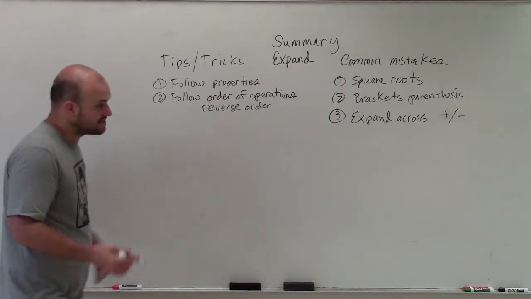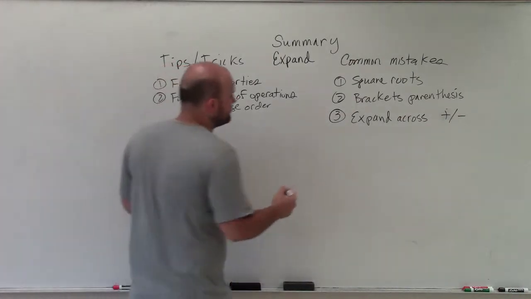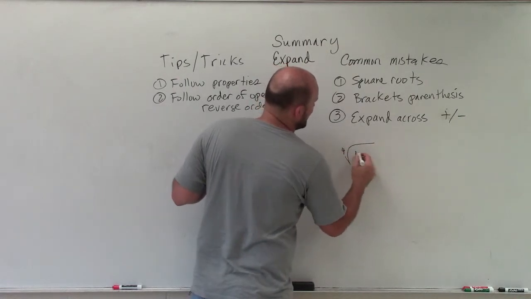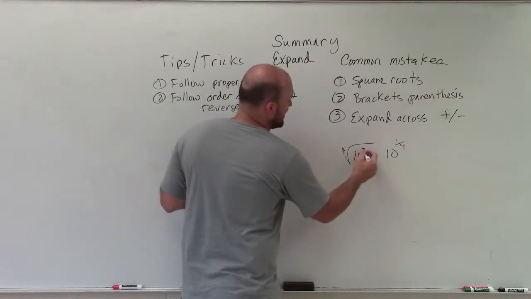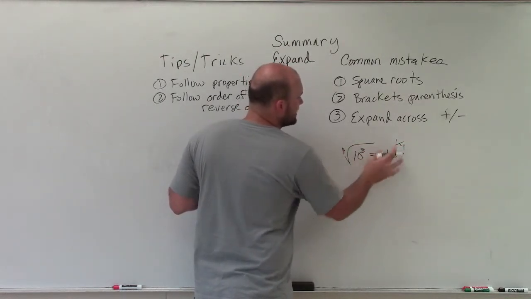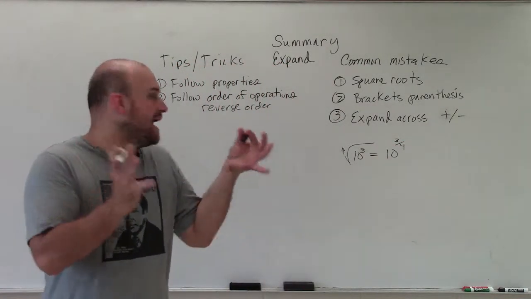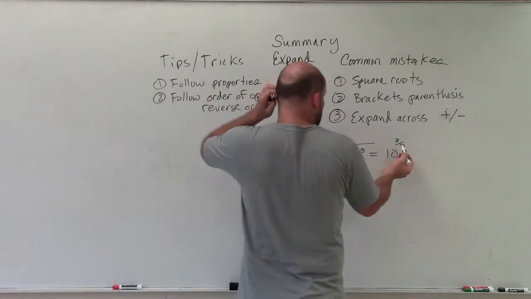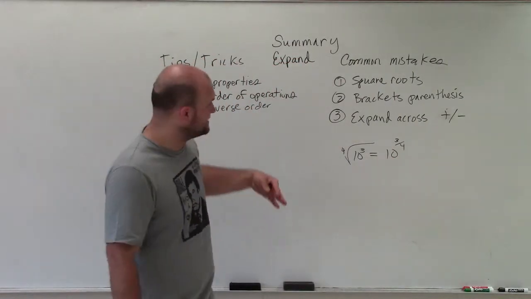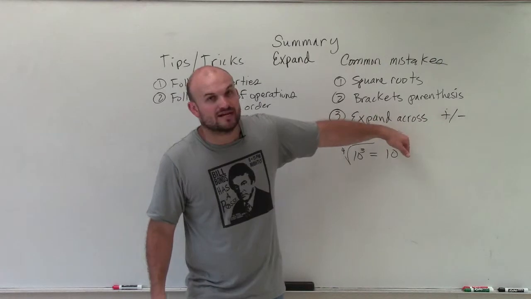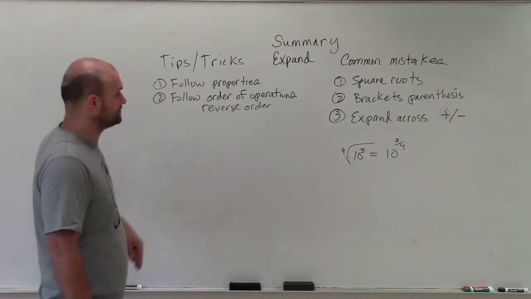Now let's look at some common mistakes. Square roots. Square roots get so many students. So it's very, very important to understand that if I have the fourth root of 10, that represents 10 to the 1/4 power. Or if I had 10 cubed under a fourth root, that equals 10 to the 3/4 power. So make sure we understand not only how rational exponents are related to square roots, but how square roots are related to rational exponents. Because especially when we want to expand, we want to take the square root, rewrite it as a rational exponent, and then take that rational exponent and write it in front by using the power rule.